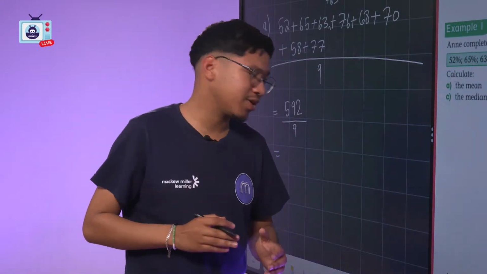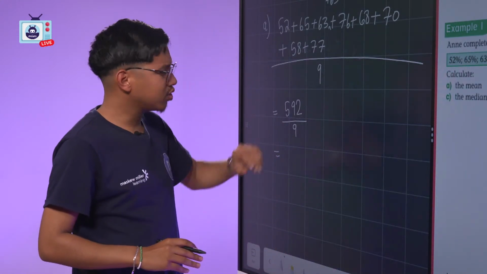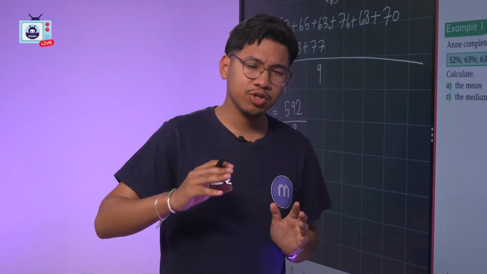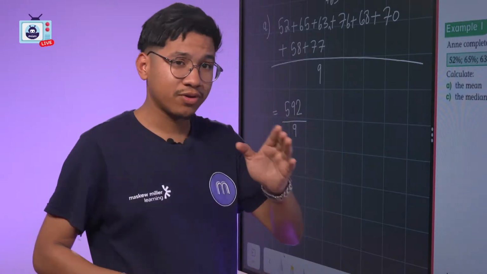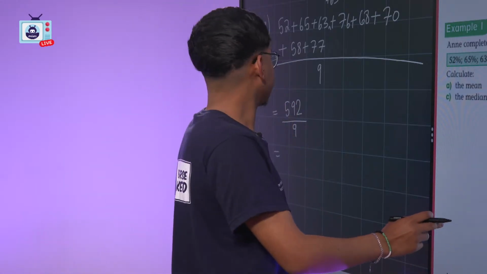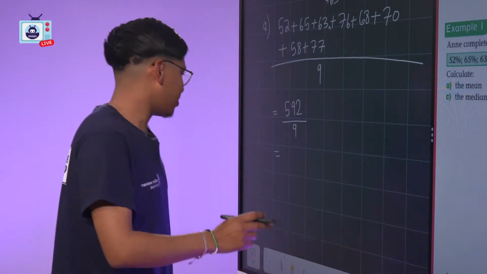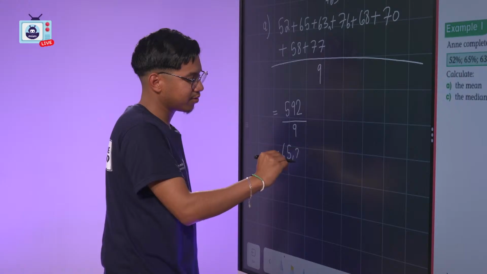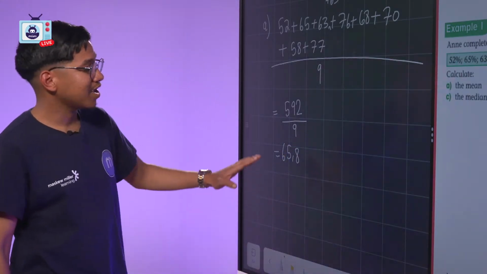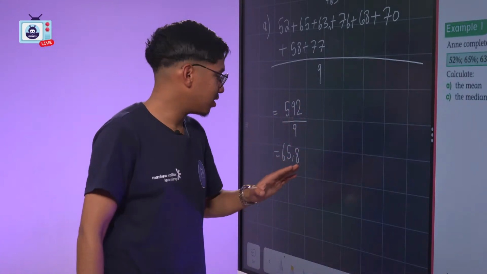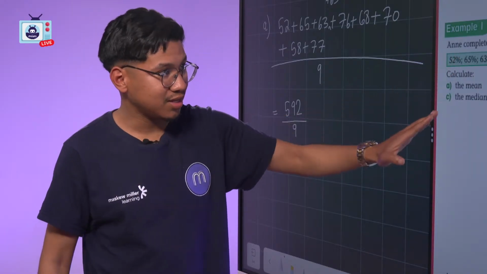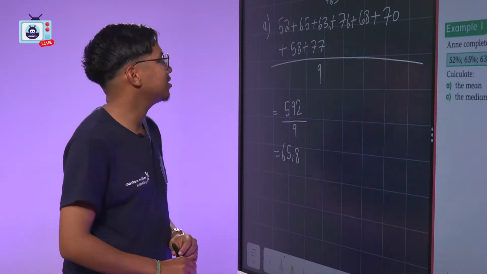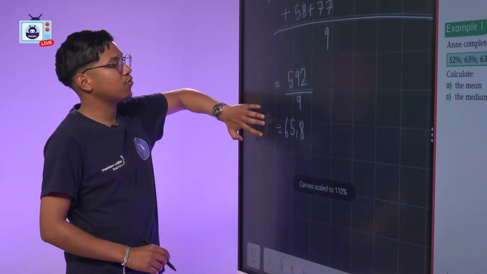And there are many methods that you can use, right, to do division. There's many methods of division. The most popular one is long division. We have covered long division. You've covered long division, right? So if you work that out, you will get your answer to be 65,8, okay? So the average mark for 9 tests that Anne has done is 65,8, okay? That is the mean or the average.